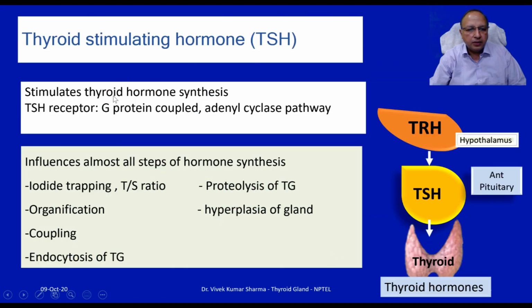Thyroid stimulating hormone stimulates thyroid hormone synthesis. The TSH receptor functions by the G protein coupled adenylyl cyclase pathway, and it influences practically all the steps that we have discussed till now: iodide trapping, organification, coupling, endocytosis of thyroglobulin, and proteolysis of thyroglobulin. In extreme, pathological conditions, it can even cause hyperplasia of the gland, increasing the production of T3 and T4 hormones.